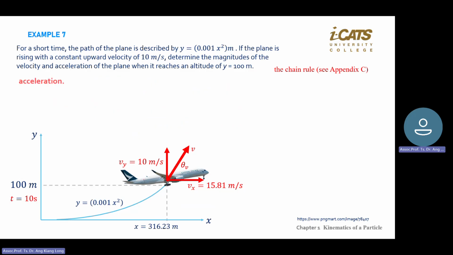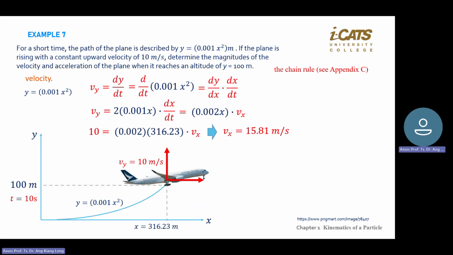Acceleration, same. You need to recall what you have in the previous steps. y equal to 0.001 x squared, and you know that your vy equal to 0.002 x with the dot vx. Okay, where you get this one is from the previous one.